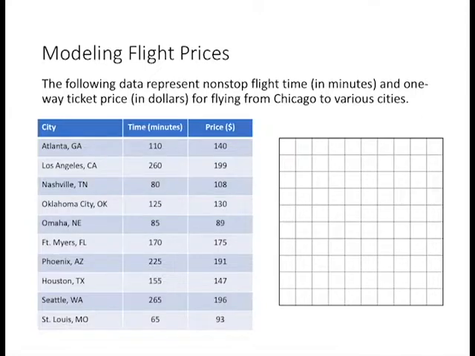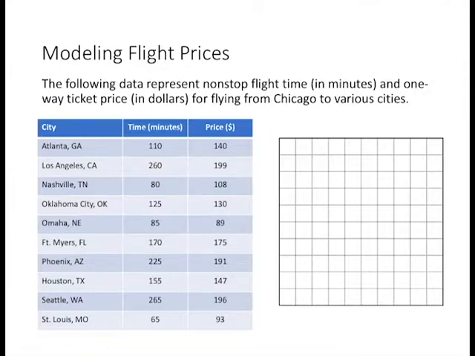So we'll work through this with an example. In this case, we've got a collection of data points that show us the time that it takes to fly from Chicago to these various cities, and then the price of a nonstop one-way plane ticket to get from Chicago to those cities. So the first thing that we need to do if we want to find a linear model for these data points is that we need to graph the data points.